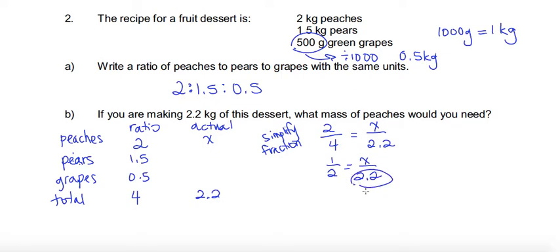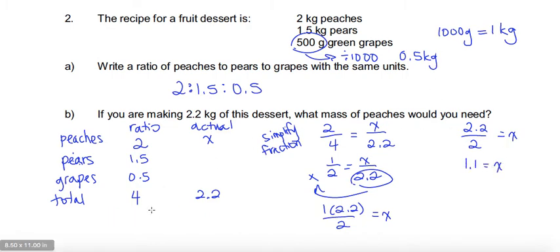So I'm going to take my 2.2 and multiply it when I bring it across the equal sign. So I have 1 times 2.2 divided by 2 is equal to x. I'm going to finish my calculations up over here. So I have 2.2, because 1 times 2.2 is 2.2, divided by 2 is equal to x. And 2.2 divided by 2 is 1.1. So therefore, you would need 1.1 kilograms of peaches.